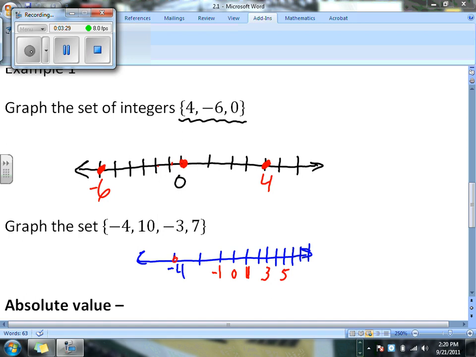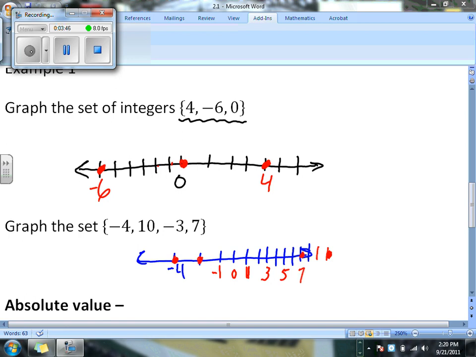So -4 has a spot on it. Here is 5, 6, 7, 8, 9, 10. I guess it would be way out here. I didn't make my graph big enough. -3 is here, and 7 is right here. So that's how we graph it.